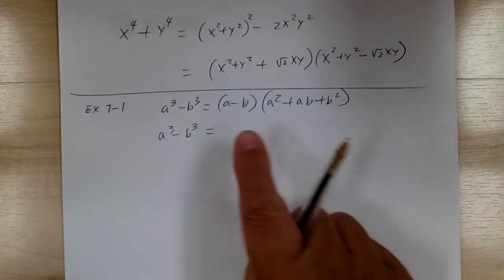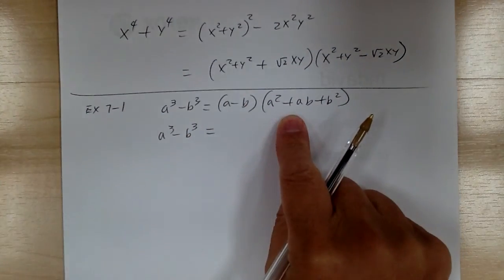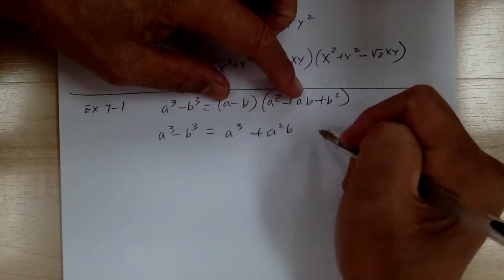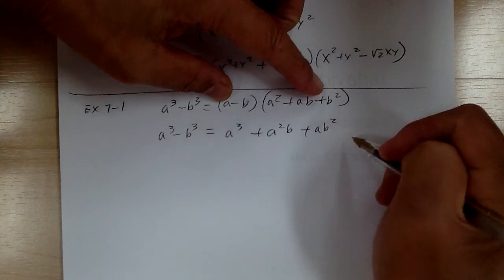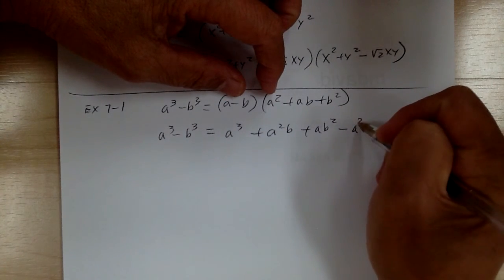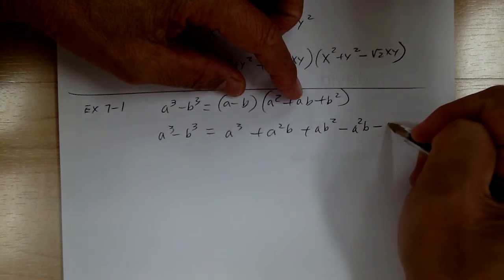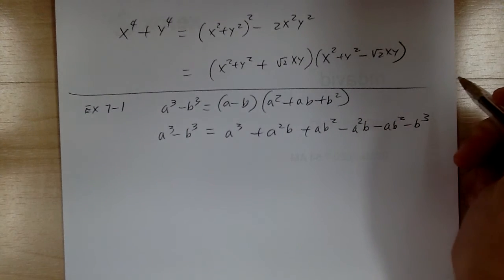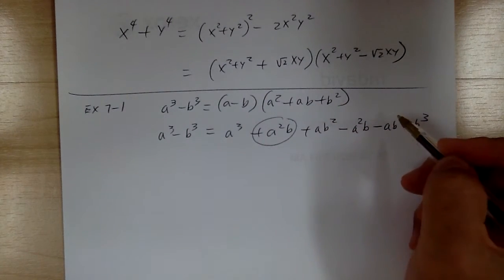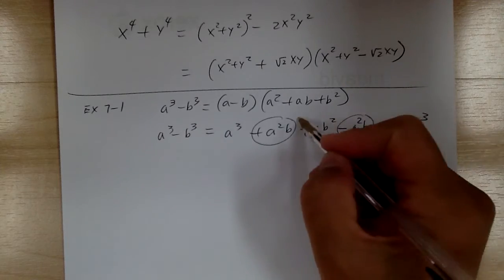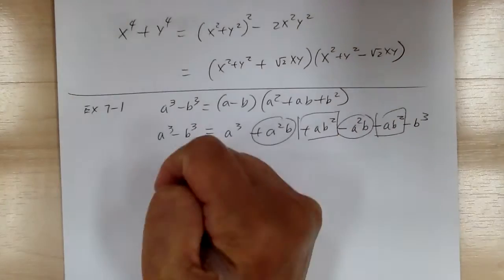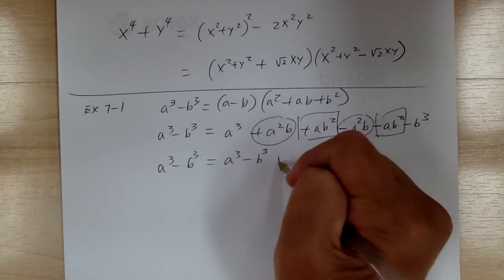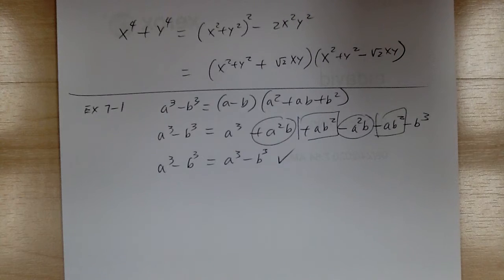Again, when you're doing the proof, you keep one side the same and you just manipulate the other side. So you multiply, you're going to get a cubed plus a squared b plus a b squared minus a squared b minus a b squared minus b cubed. Okay. And so the a squared b terms cancel out, and the a b squared terms cancel out. So you got a cubed minus b cubed equal to a cubed minus b cubed. So check. Okay, so that's how you prove that.